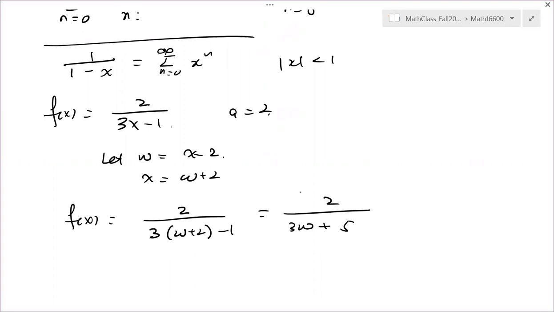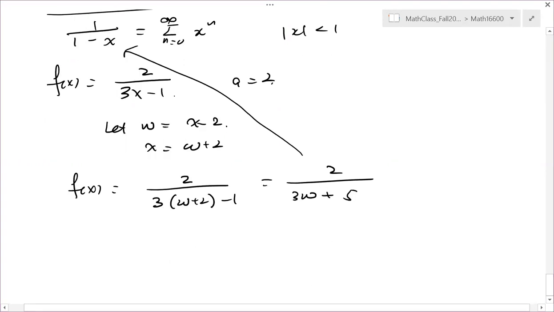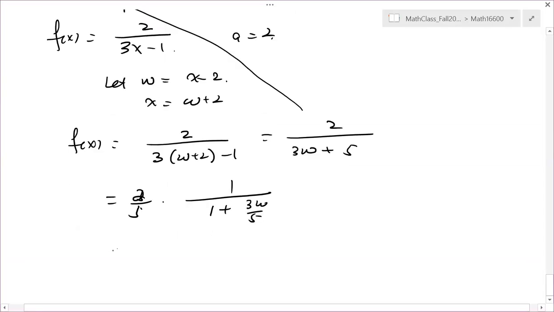I have to modify this function in that form, 1 minus some number, okay? Where's 1? 1 should be coming from 5. So I'm going to get 5 out. Then I get 3w over 5. Now I get a 1, but it's not minus x, right? So I can change to minus. Then I put a negative sign in front of 3w over 5. Then okay, that's it, right?